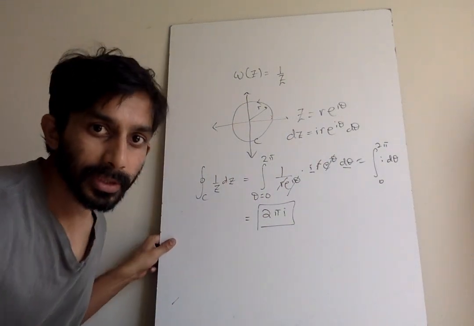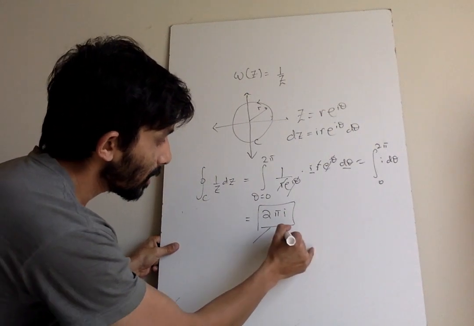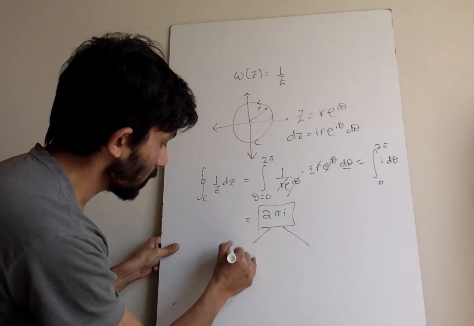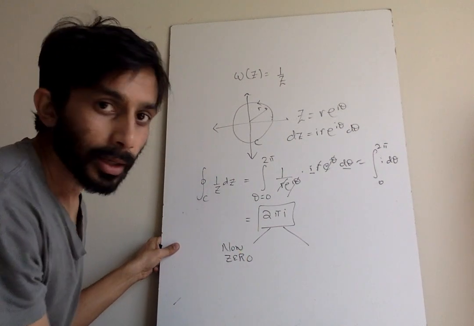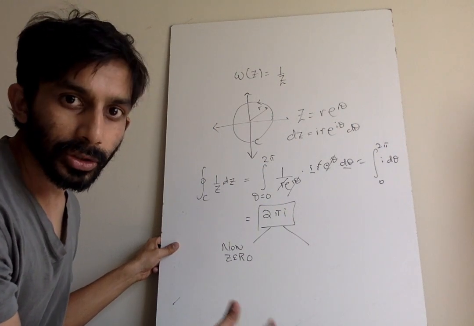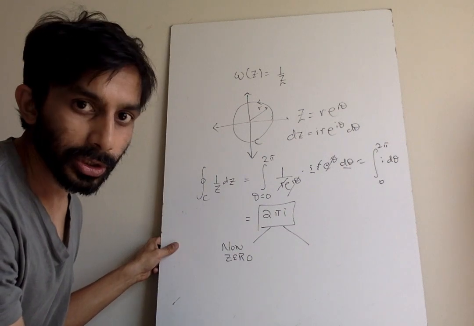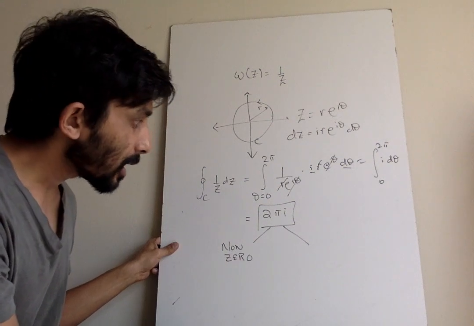Now this is a particularly interesting result for two main reasons. One, you can see that this is non-zero, so it's not 0. And if you recall some of our discussion on integrals of analytic functions along closed contours, we know from Cauchy's theorem that the integral should evaluate to 0. So this integral is non-zero.